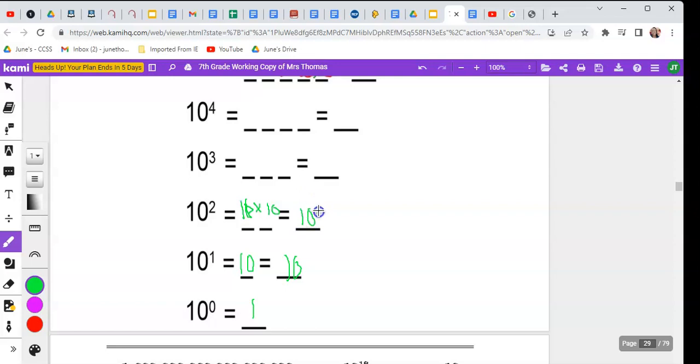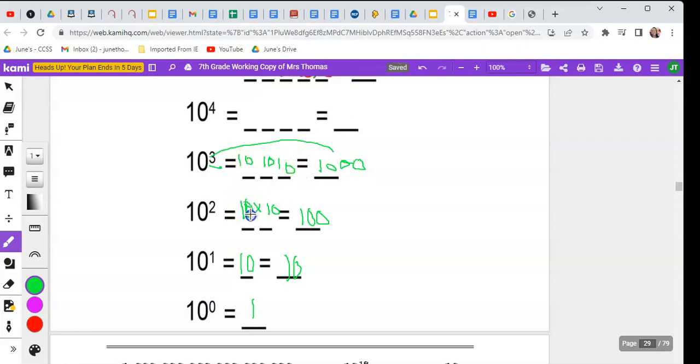And I want you to start looking to see a pattern. 10 to the third power is 10 times 10 times 10, and that is going to equal 1,000. And again, look at the patterns. The exponent is 3, and there are 3 zeros. It's 10 times itself 3 times.